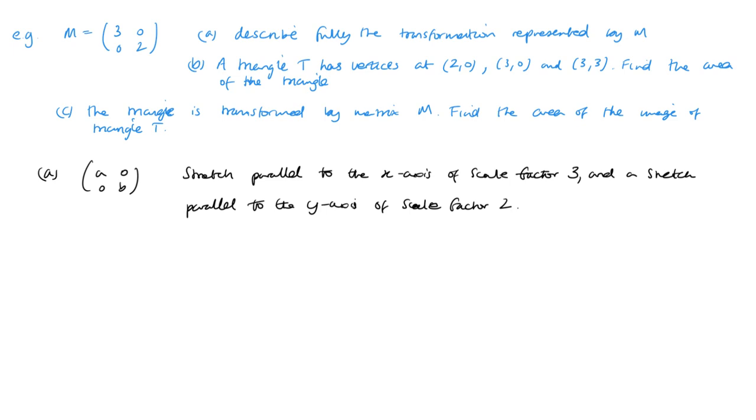Anyway, that is part A done. Now, part B: the triangle has these vertices, find the area of the triangle. I didn't need to draw this triangle, but I've done it just to be a little bit visual. So a base of 1 and a height of 3, so a right-angled triangle. Half times base times height, so 3/2 or 1.5.